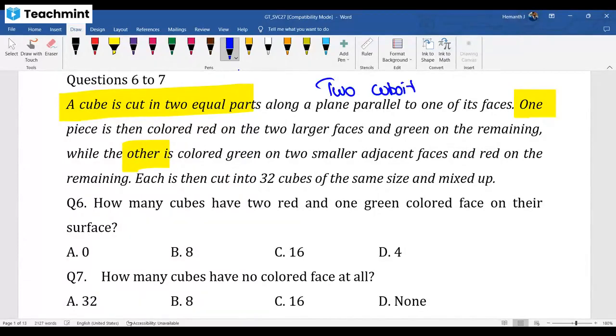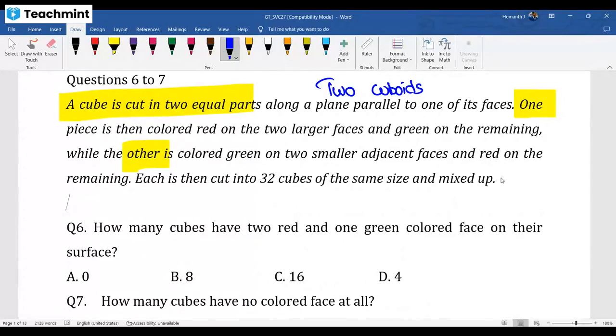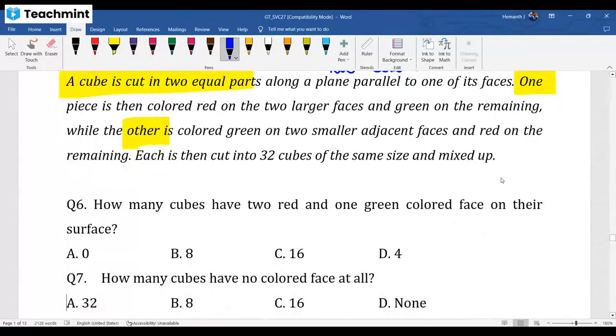Each is then cut into 32 cubes of the same size and mixed up. Super. It means a total of 64 cubes will come. First one 32, next one 32. And they mentioned each cuboid is cut into two equal parts, that also we need to check. Then how many cubes have two red and one green colored face on their surface? How many cubes have no colored face at all?